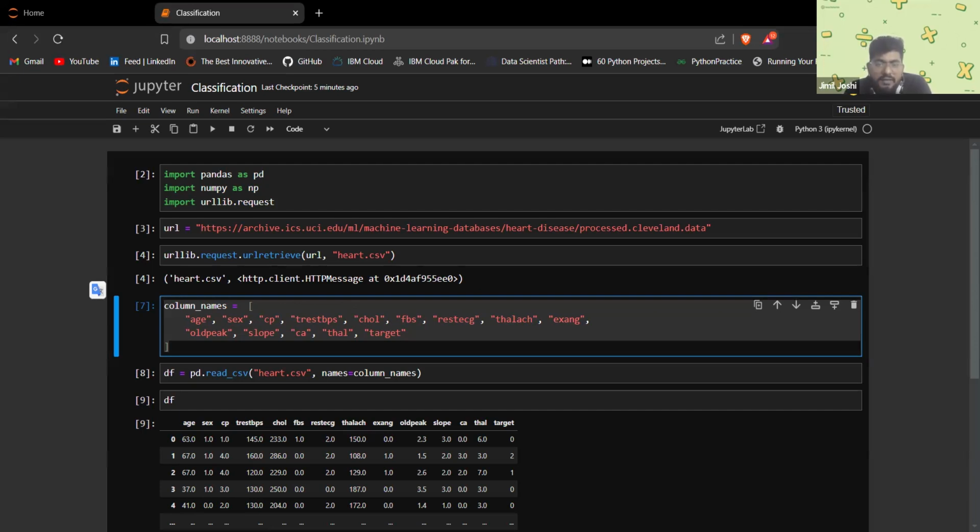1 is indicating the presence of the hard disks. 0 is basically there are no hard disks. 2 and 3 are basically different types of hard disks, right? So this is the kind of data we have.